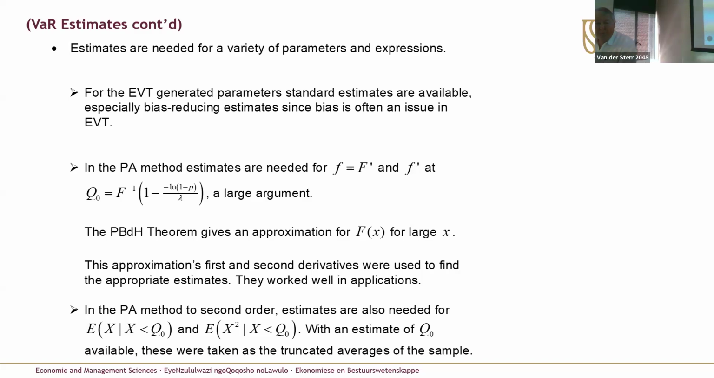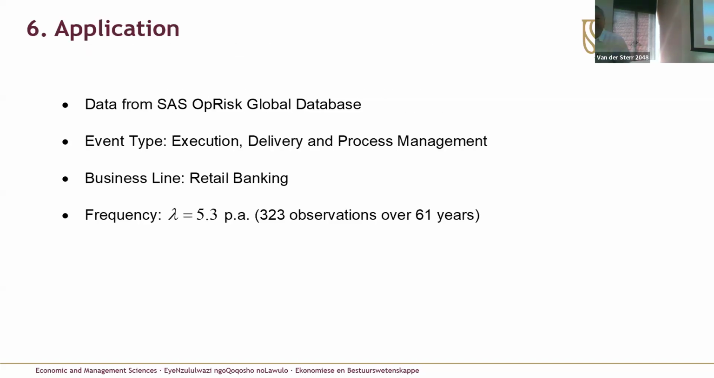Then we also needed those truncated moments, but estimating truncated moments is not difficult. You just take the average of all those truncated points. So it's either the first truncated moment or the second truncated moment. So that's quite easy. Okay, so that's the theory.